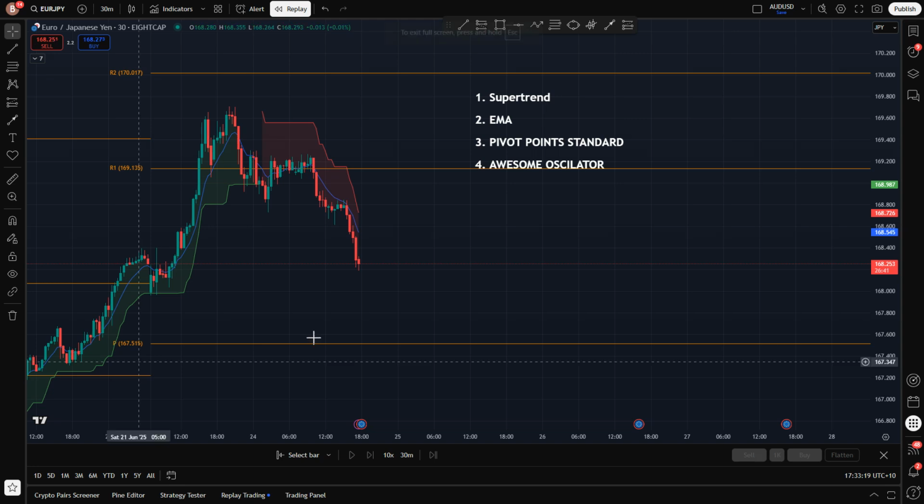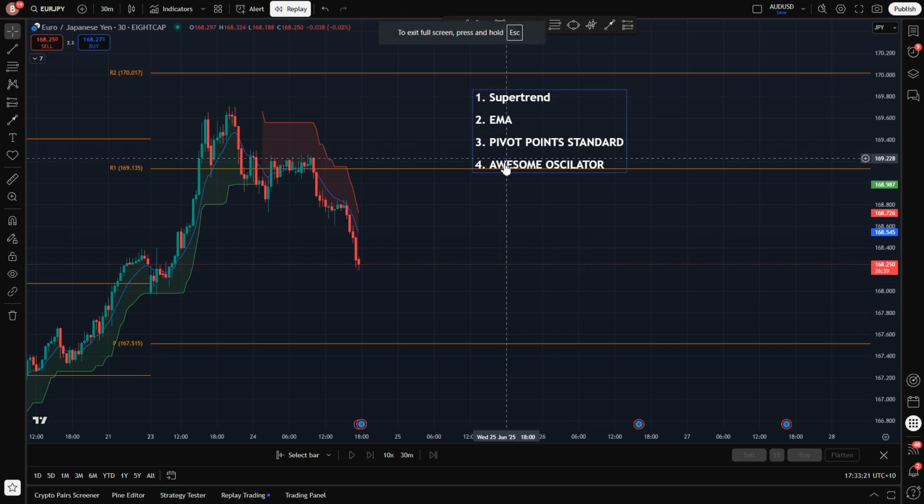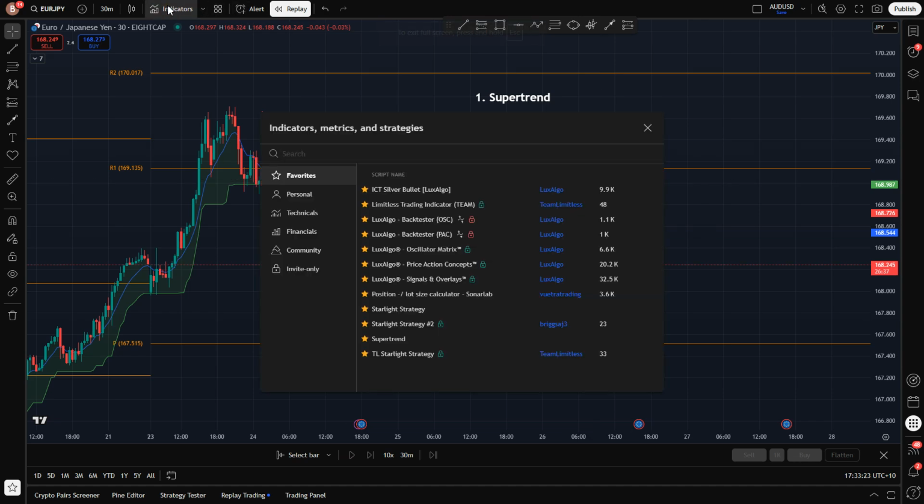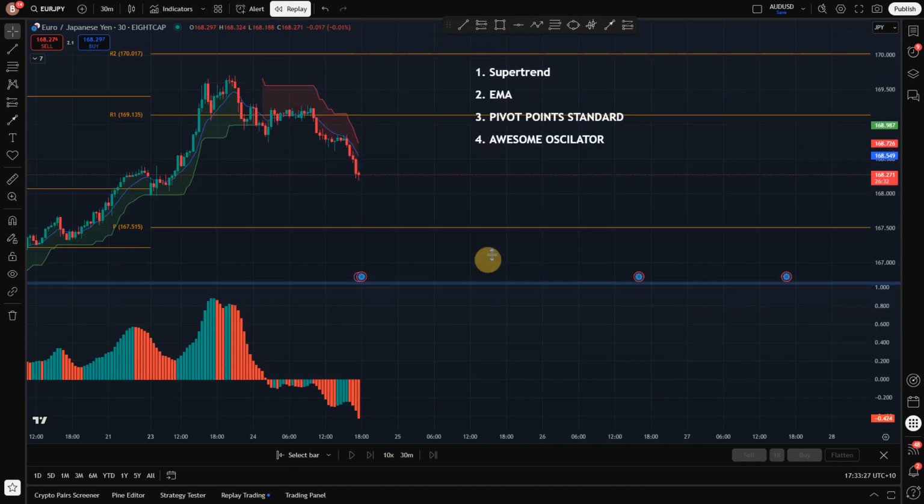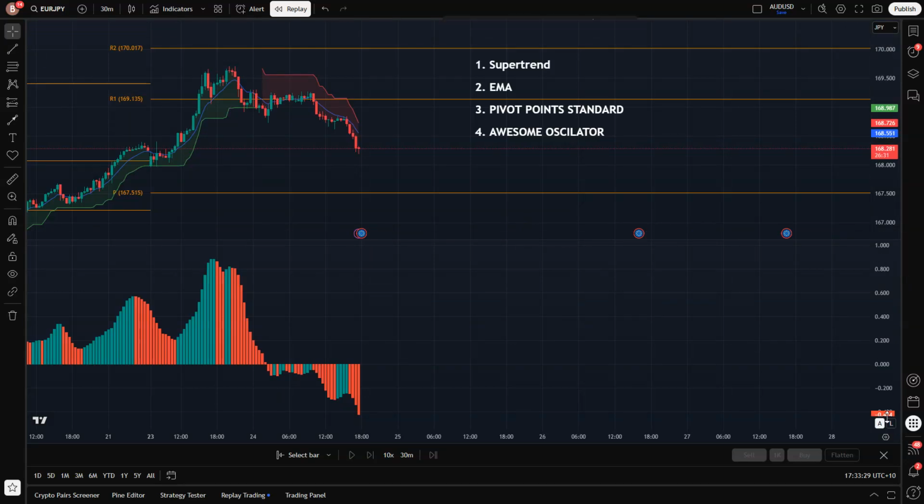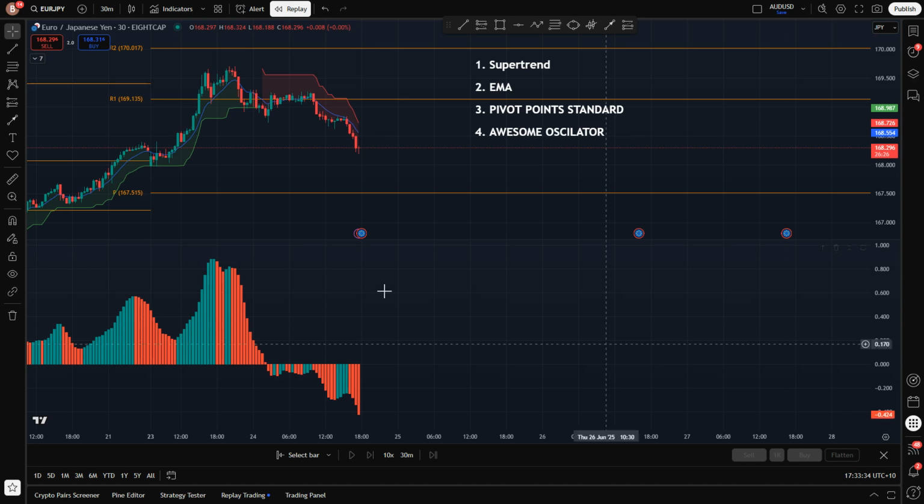So with that being said, now we're going to move on to the awesome oscillator, which is here. I just type in AO, awesome oscillator. Now, do not worry about anything on this side here. The numbers, there's no causation or correlation to these numbers. It does not matter, so you don't need to worry.